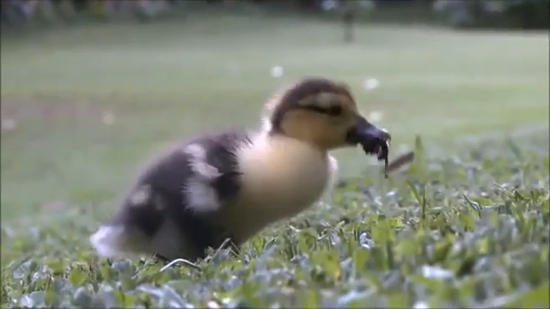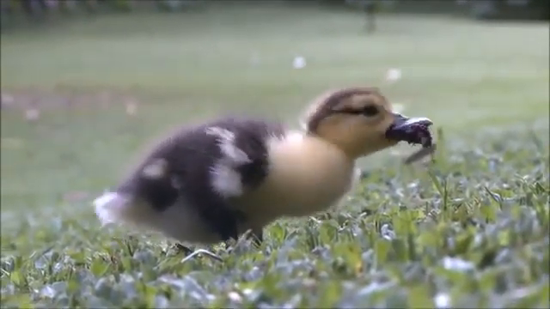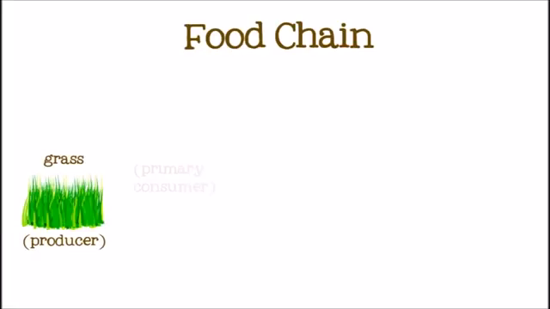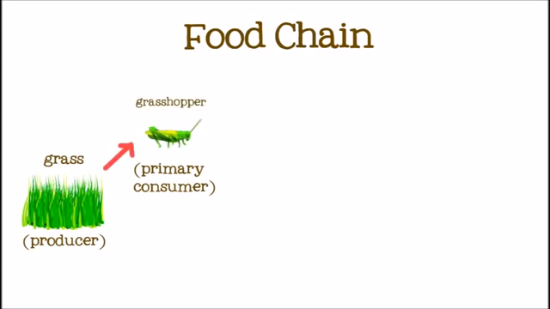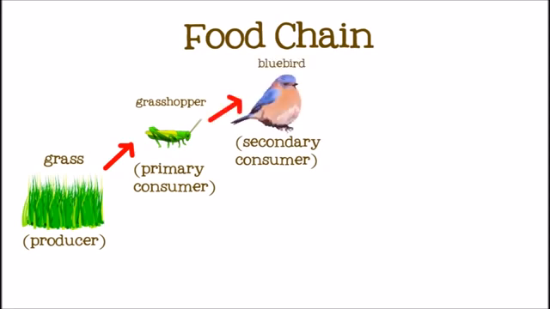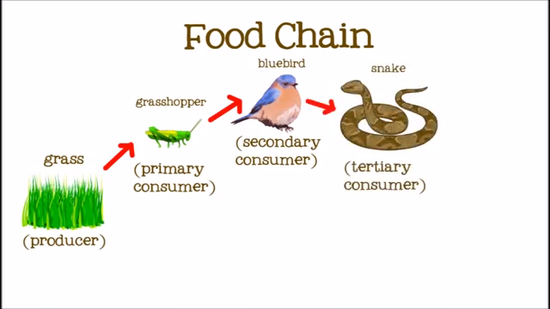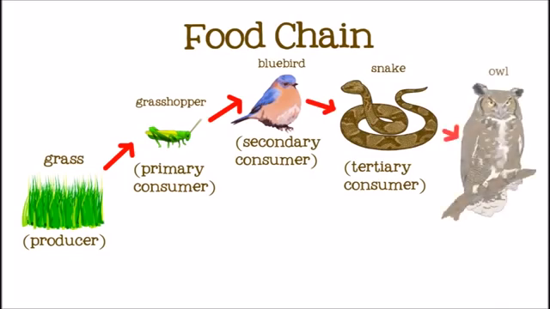Let's take a look at a longer food chain that also begins with grass. This time, let's make our primary consumer a grasshopper. The grasshopper eats the grass and then gets eaten by a secondary consumer, a bluebird. Then the bluebird gets eaten by a tertiary or third level consumer, a snake. The snake is eaten in turn by an owl. The owl is the apex predator in this food chain.